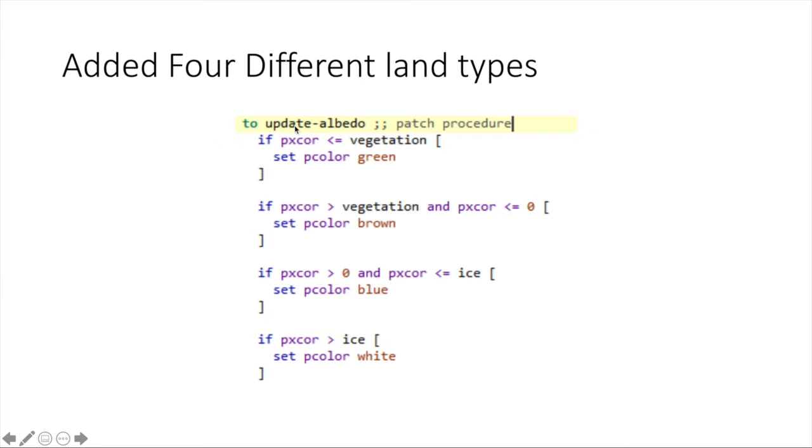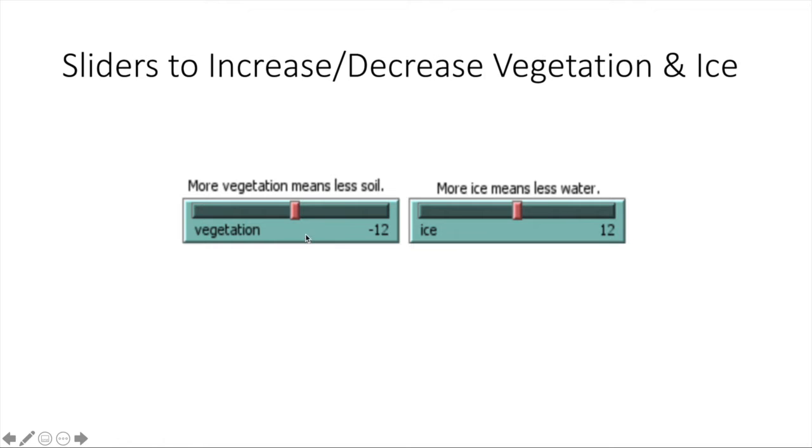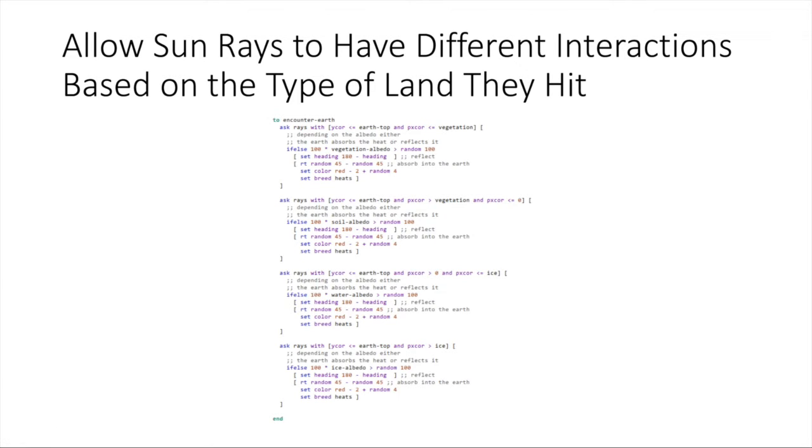So firstly I added 4 different land types, so now I have vegetation, soil, water, and ice. I added sliders so that the user can control the albedo values for each land type. I also added sliders so that the user can increase and decrease the amount of vegetation and ice in the model. I also added some code so that sun rays interact differently based on the land type that they hit.